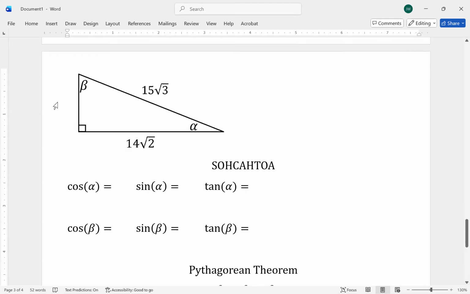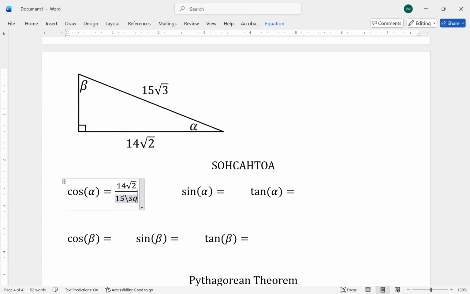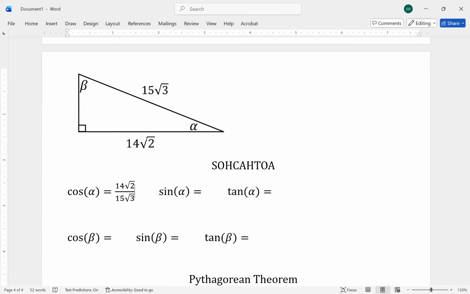So that is the length of this leg A that I don't have. Now that I have that, now I can find the cosine of alpha. You'll notice that this right triangle I drew a little bit differently. Instead of the alpha being on the left, I put the alpha on the right. But all of the same principles hold true. Adjacent is 14 root 2. Hypotenuse is 15 times the square root of 3. So that means cosine of alpha is 14 times the square root of 2 over 15 times the square root of 3.